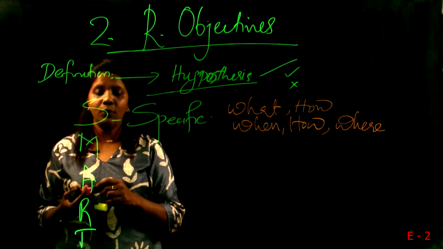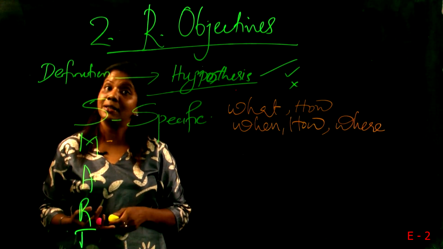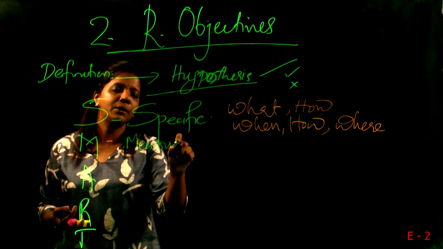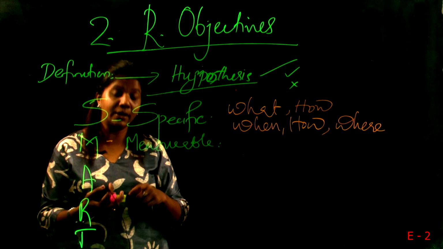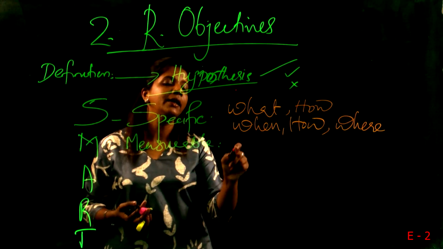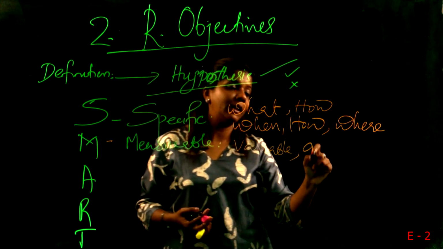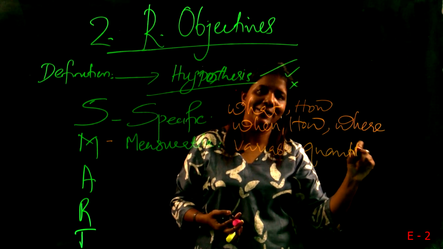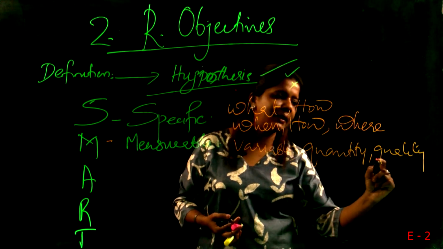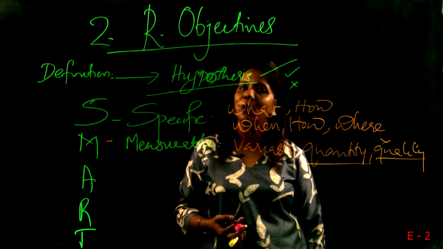Come to M, which stands for measurable. What do you mean by measurable? Something that we measure. What is that called? Yes, variable, right? When you talk about measurable in research, we need to see what we are measuring actually, what is your variable, what attribute we are measuring. So the variable has to be clear. Then what are we measuring, the quantity or quality? As we know, there are two types of studies. In a descriptive study we measure quality, in an experimental study we measure quantity, right?